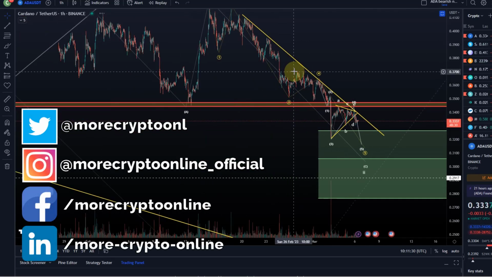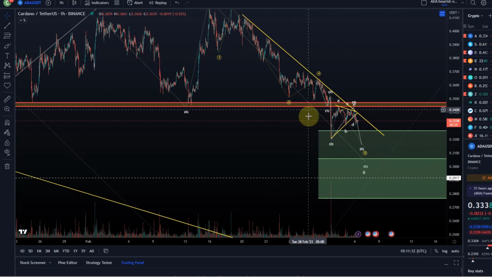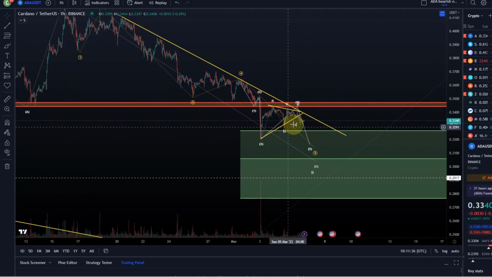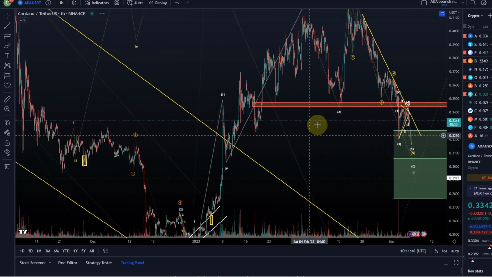So ADA continues to be below this descending trend line. I gave you an idea yesterday of a micro count here of a triangle. That worked out so far. Let's see if that's something sustainable. So we're going to zoom in a minute.